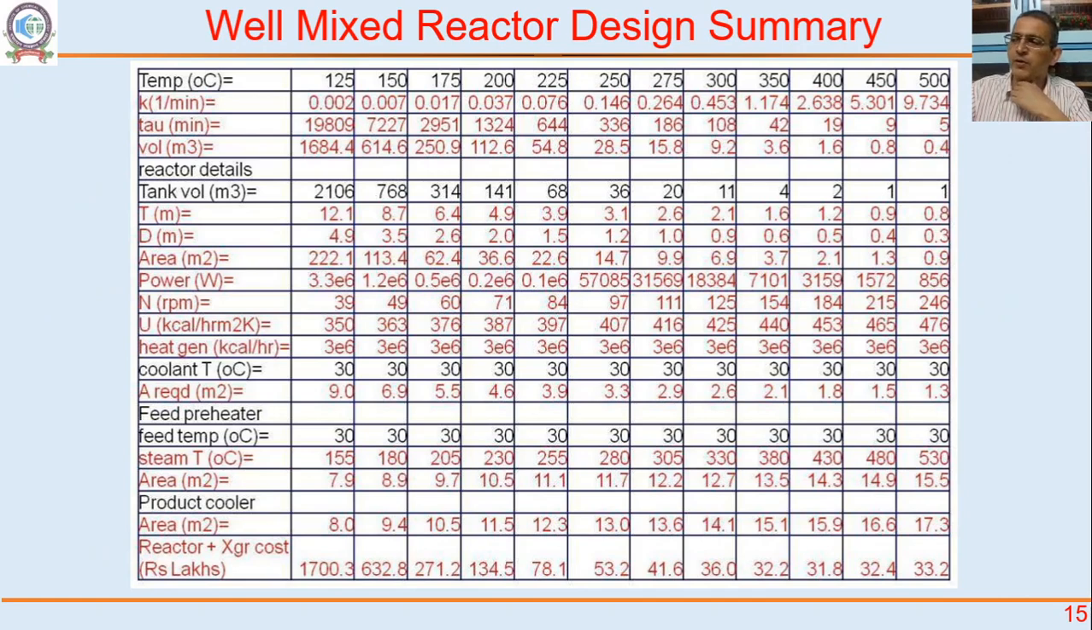Here is what you might get. If you take a well mixed reactor and operate at 125, 150, 175, 200, 250 and so on, your rate constant essentially changes. What happens because of this rate constant change? Tau changes, the residence time reduces. You see, 19,000 minutes versus 5 minutes. Correspondingly, you can calculate volume.